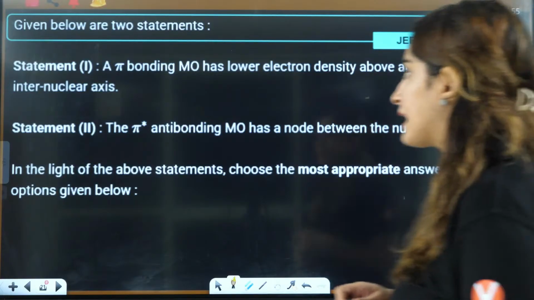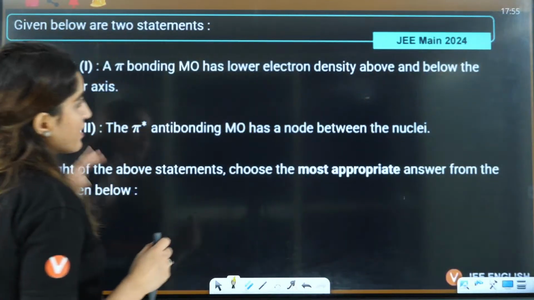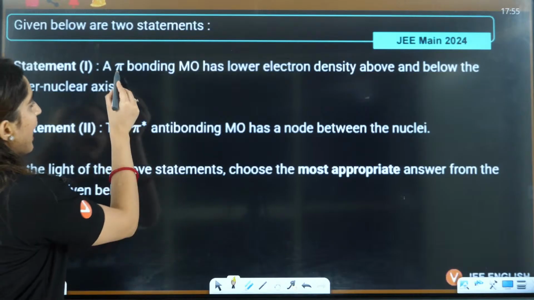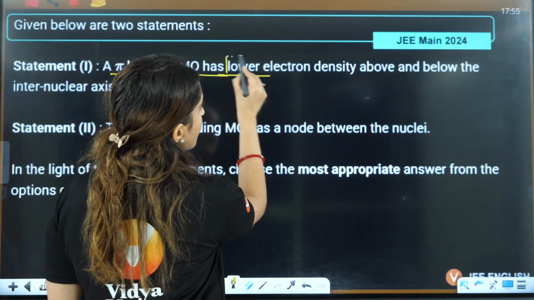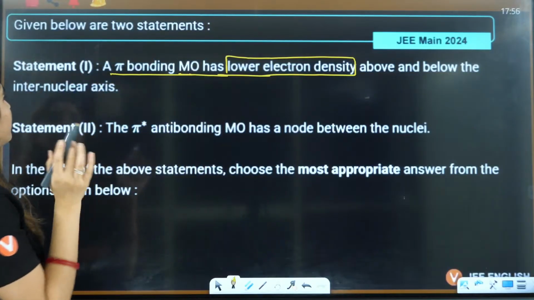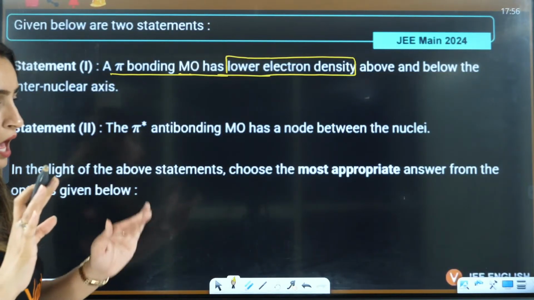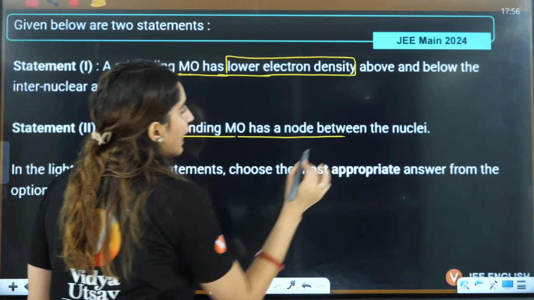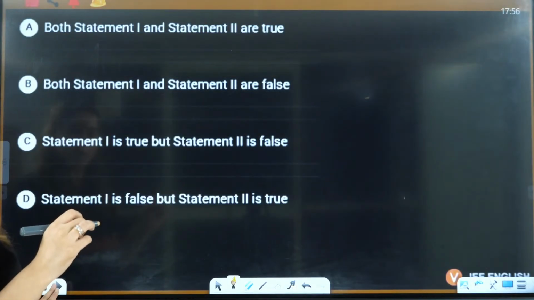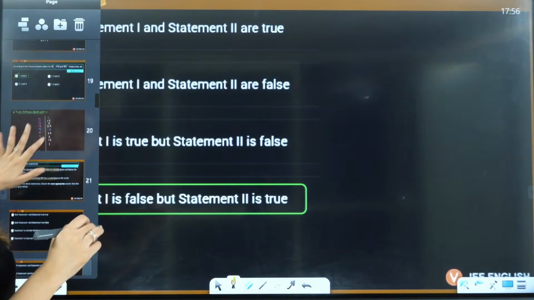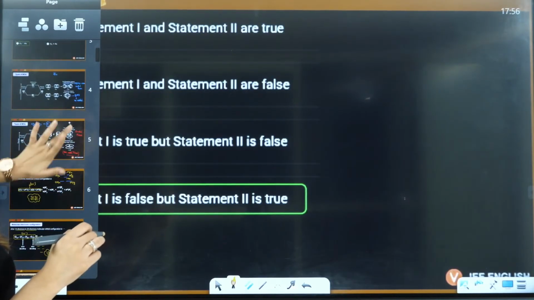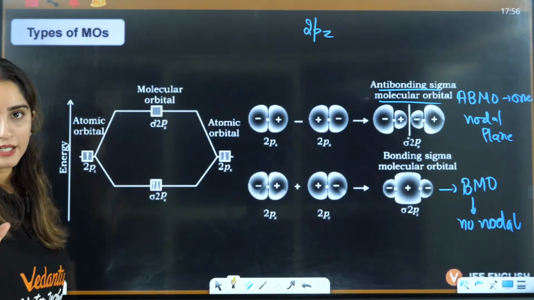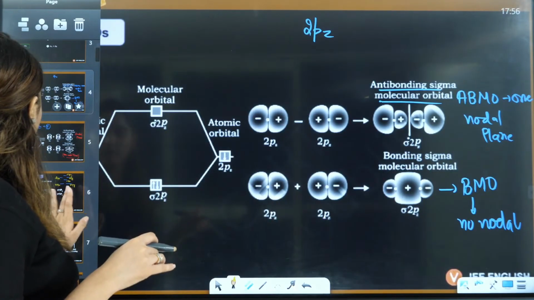That is true, right? So this is a 2024 question, which is based on the diagrams. If you see here, pi bonding molecular orbitals has lower electron density above and below the internuclear axis. And pi star antibonding has nodal planes. So firstly, let's discuss the nodal planes here. I'll just show you the nodal planes. Pi I will discuss first. Pi is this one.